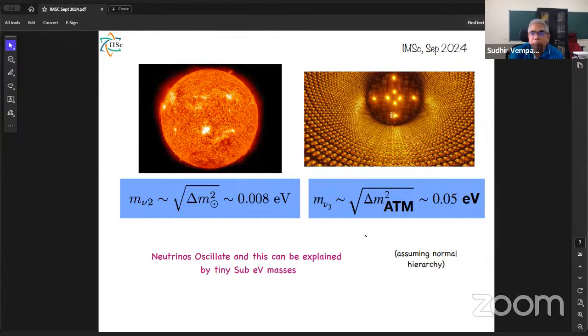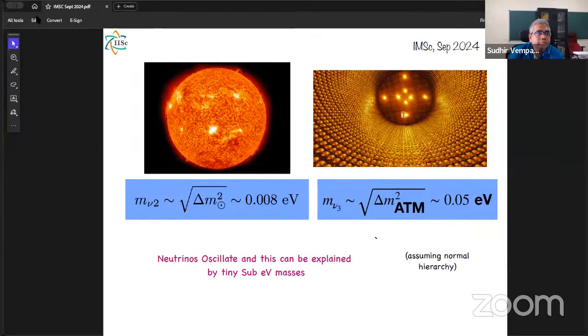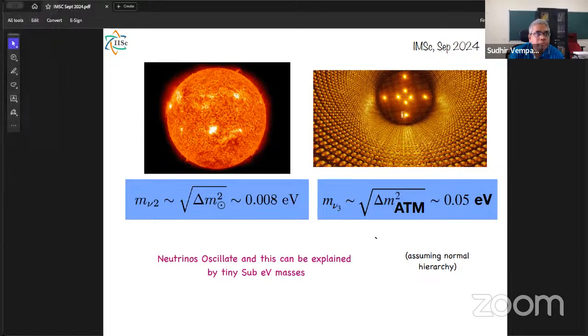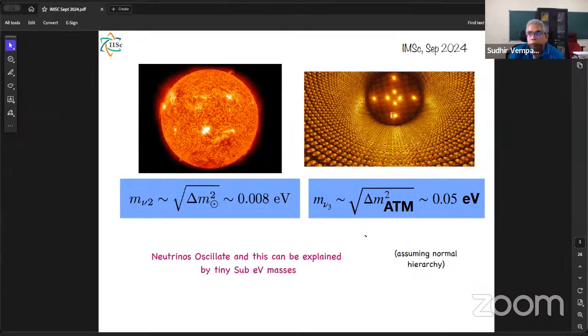one second, I'll just make it full screen. Oh no, it's not. Yeah, right. Is it now full screen?